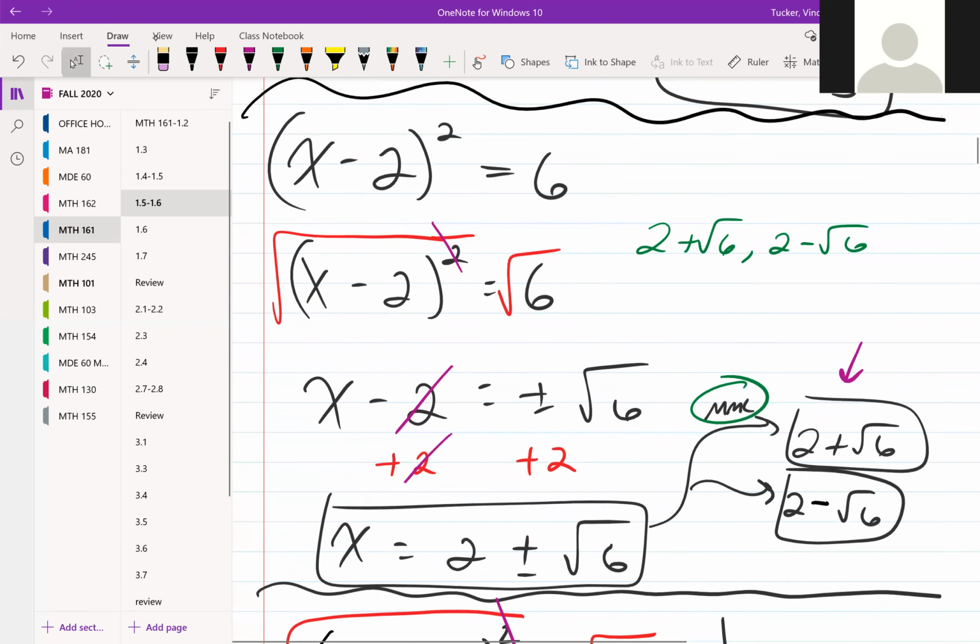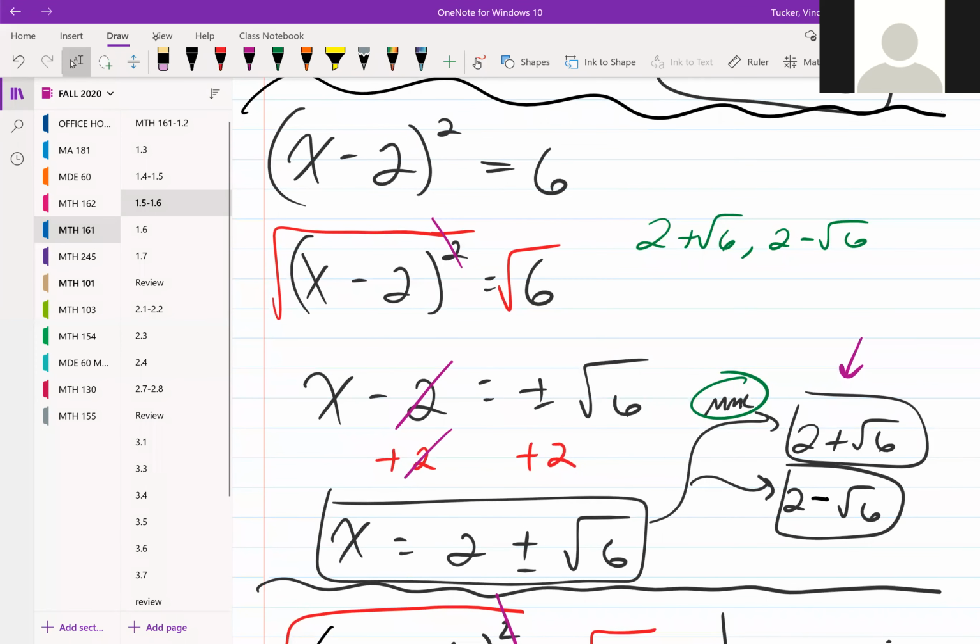I have a quick question. Instead of putting the square root to eliminate the power of 2, can you write it as x minus 2 times x minus 2 instead? Or would you be using another method?